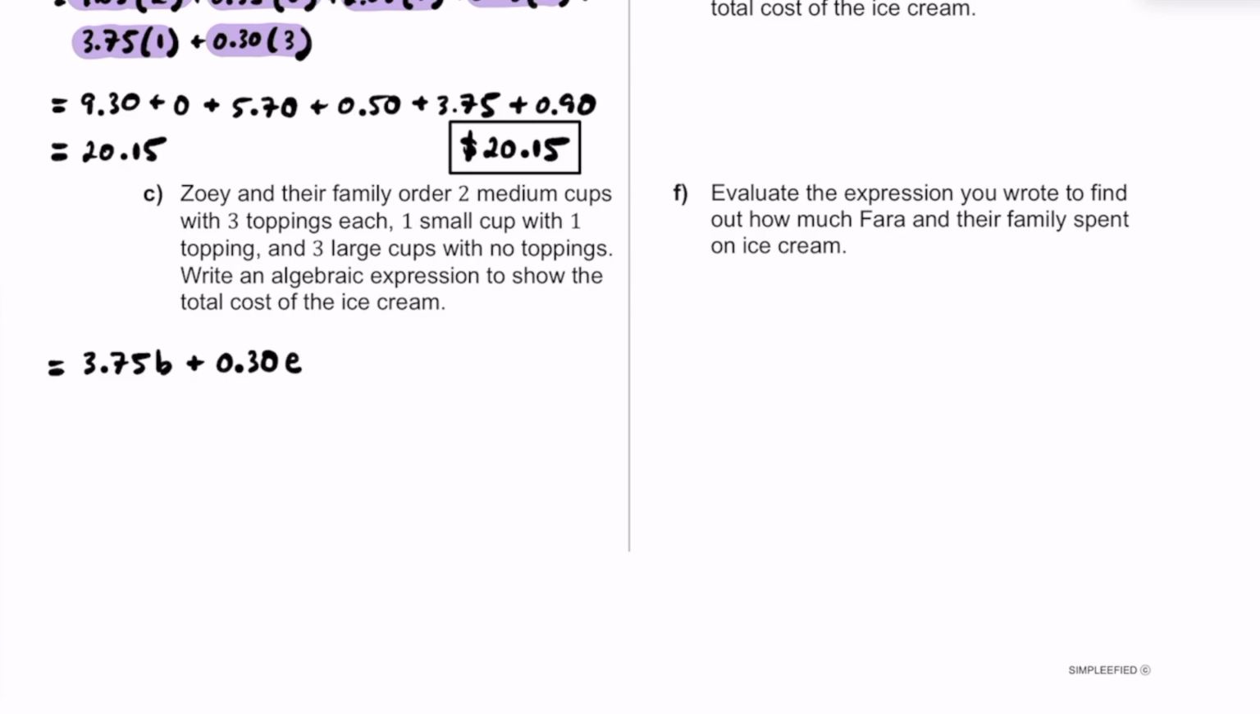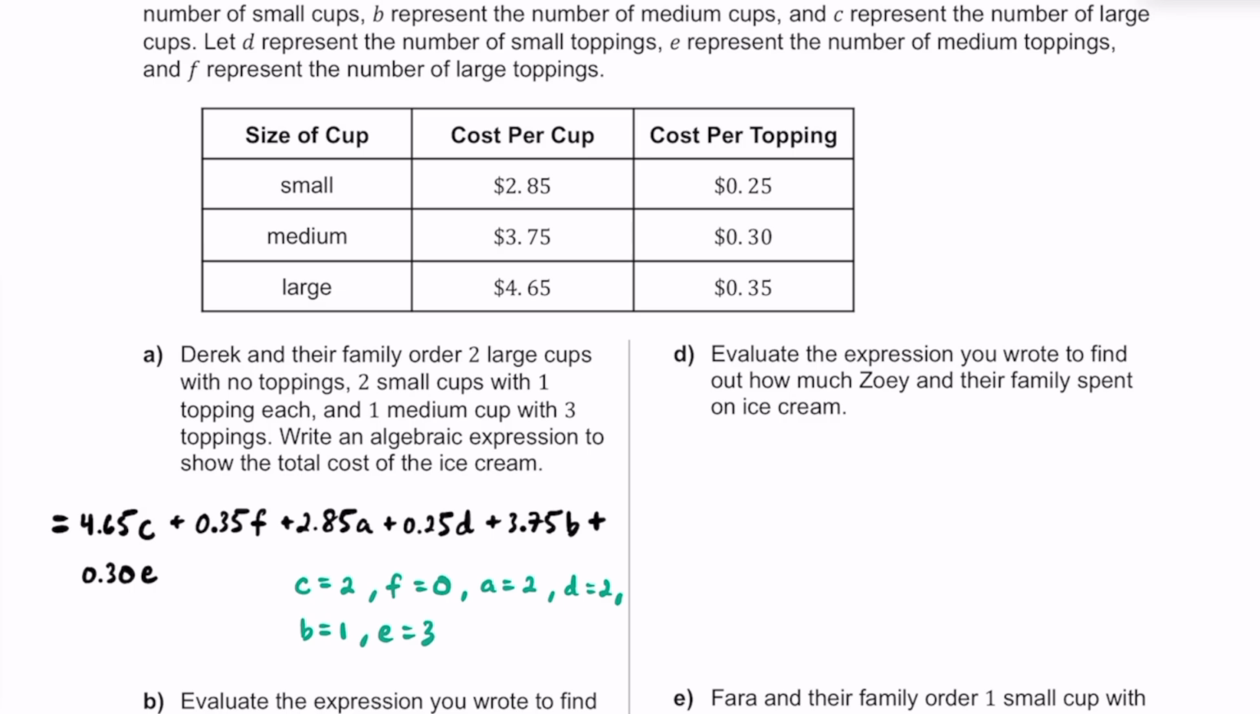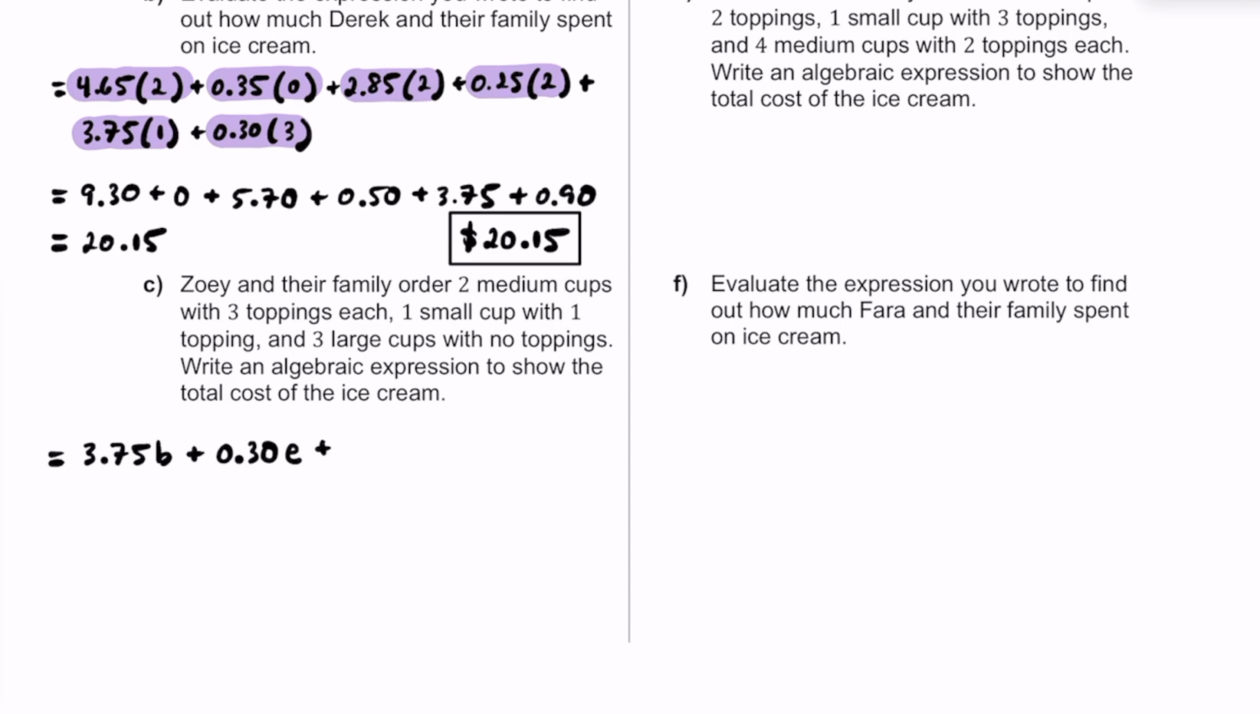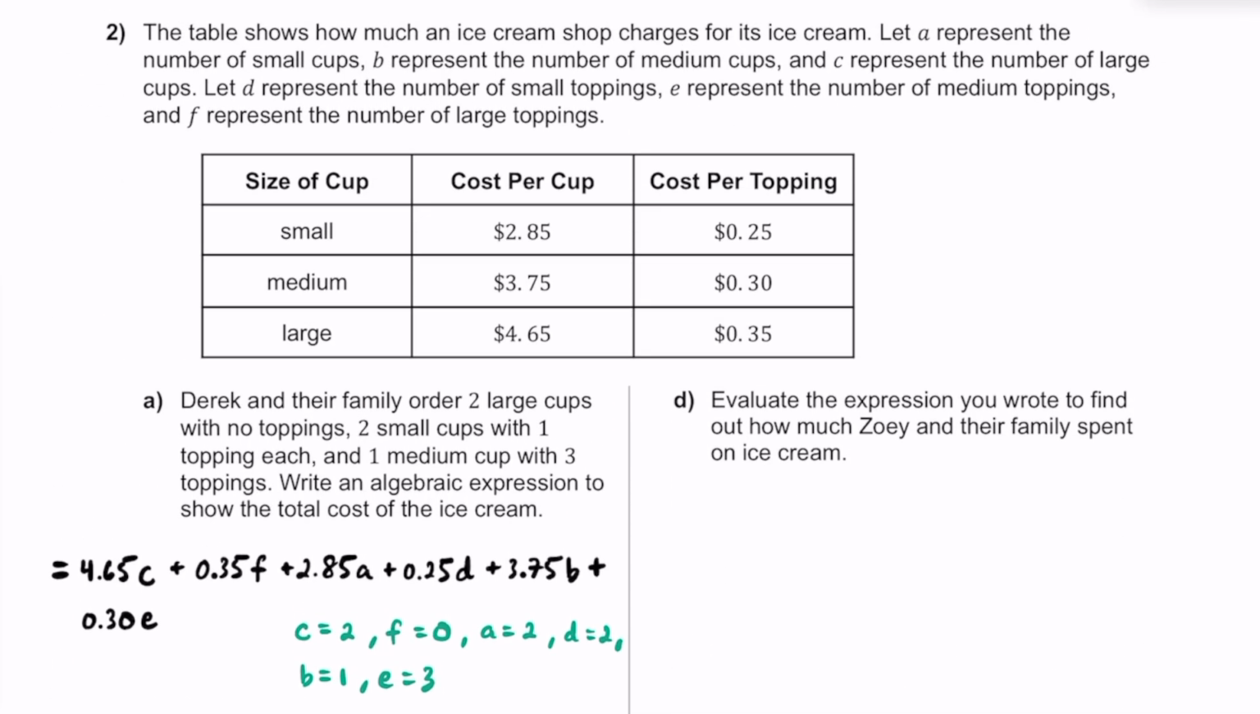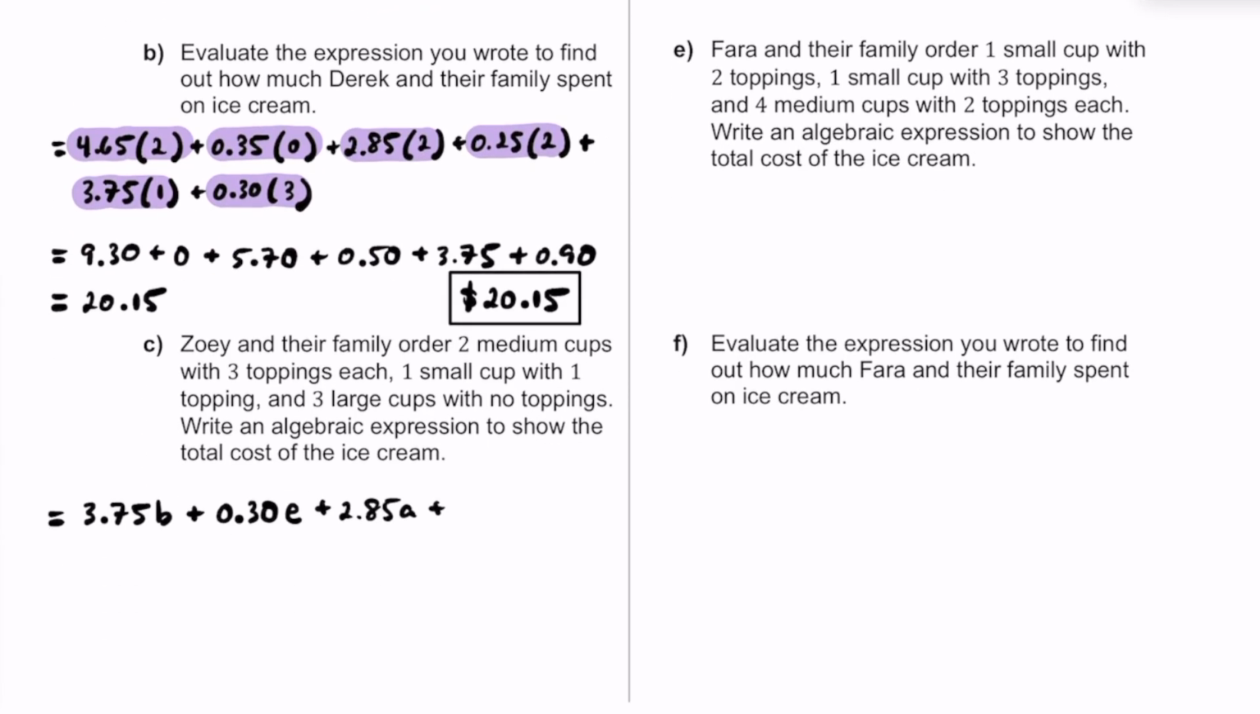Then we're doing 1 small cup with 1 topping. So what's a small cup and what's a small topping? Small cup is $2.85 and a small cup is A. So 2.85A plus one small topping. What does a small topping cost here? That's going to be 25 cents. And a small topping is going to be the letter D. So 25 cents times D.